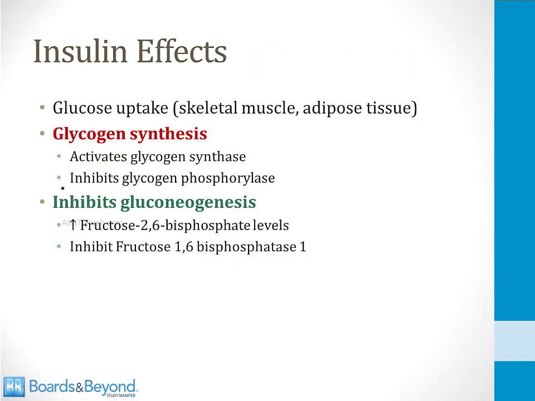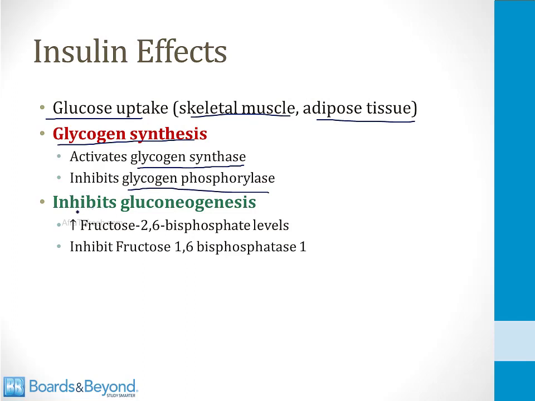Now I'm going to talk about the effects of insulin on target tissues and cells. Much of this I discuss in greater detail in the biochemistry section. Insulin can promote glucose uptake, especially in skeletal muscle and adipose tissue, as we have been describing. Insulin also promotes glycogen synthesis. It activates the enzyme glycogen synthase, which makes glycogen. It inhibits the enzyme glycogen phosphorylase, which breaks down glycogen.